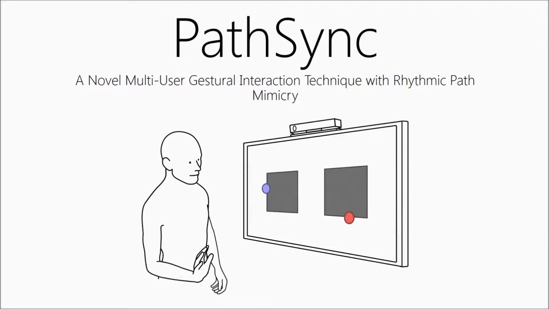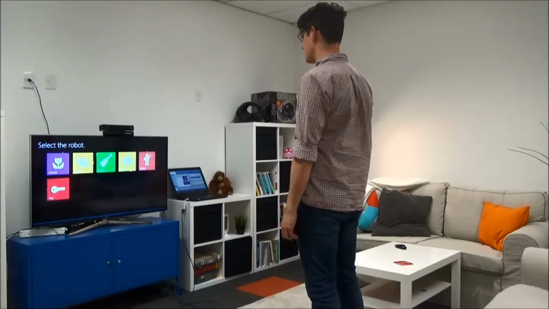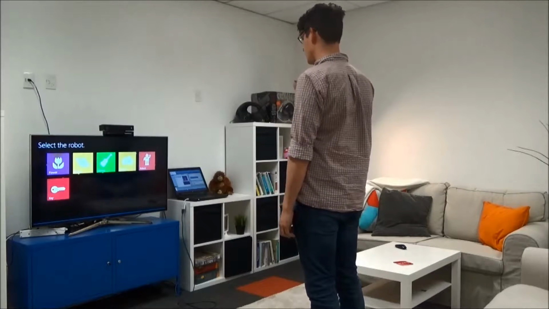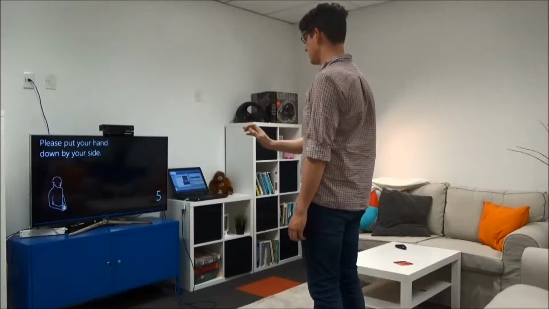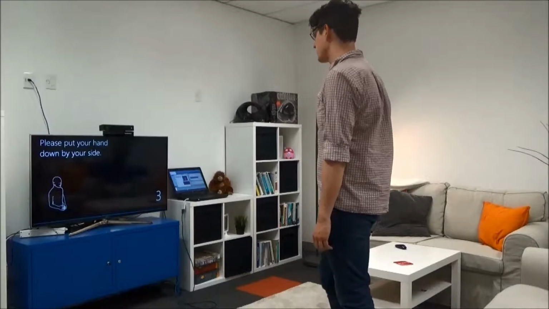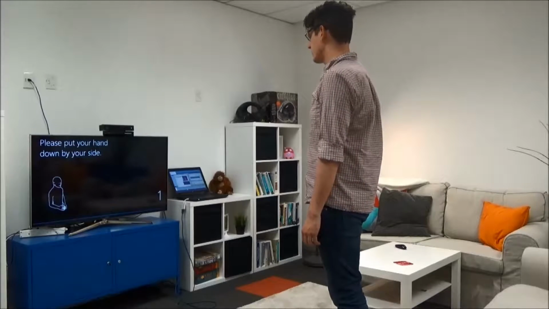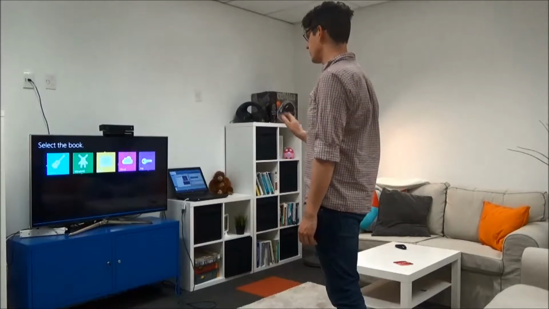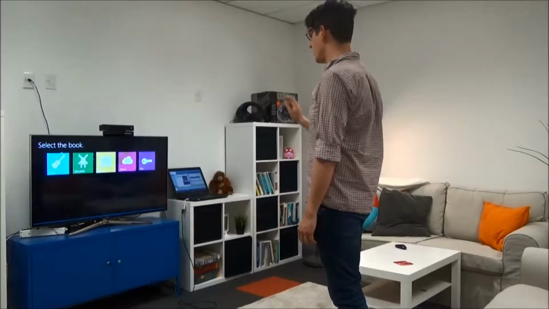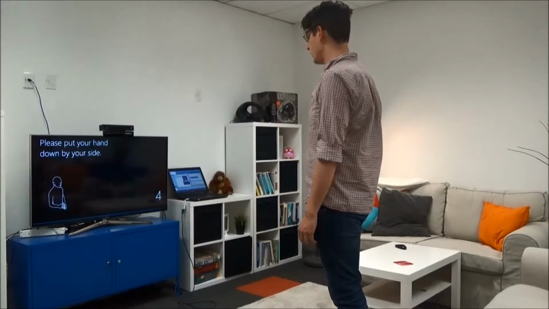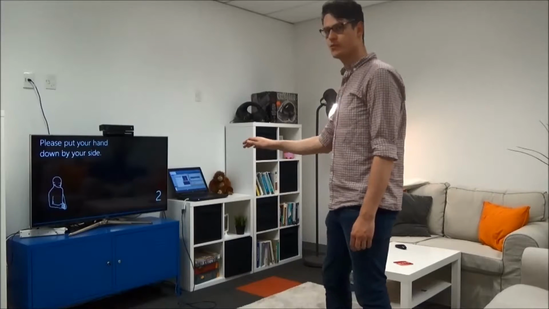In this paper, we present PathSync, a novel form of touchless interaction based on the principle of rhythmic path mimicry. PathSync works by correlating the user's hand movement to a screen-represented pattern to identify interaction. By alternating the shape, phase, direction and speed of a moving target, we can distinguish between dozens of multiple targets in less than 1 second.